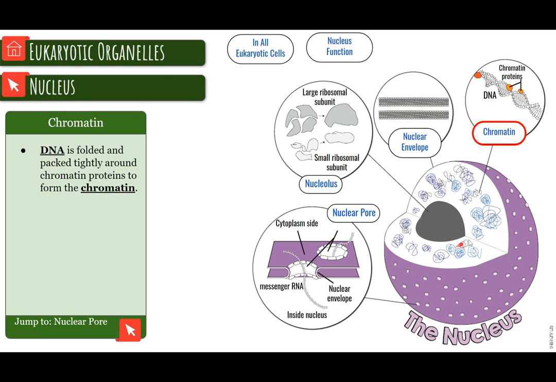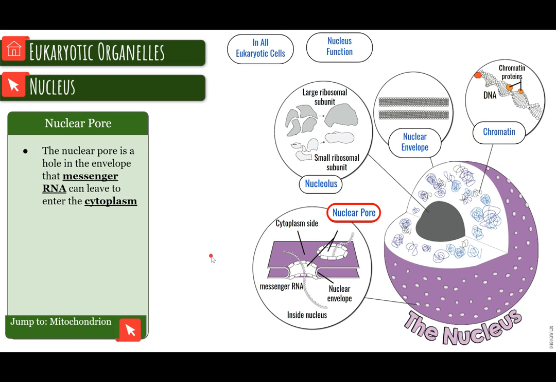Inside the nucleus, we said, is our DNA. When it is folded and tightly packaged around proteins, we say it is chromatin. You're probably more familiar with chromosome, but chromatin is when it is folded and packaged tightly.